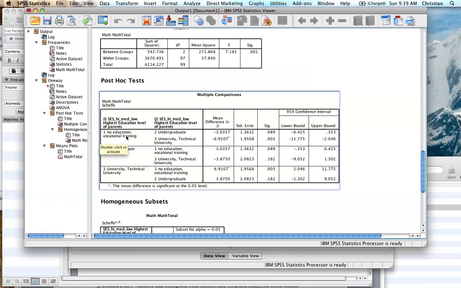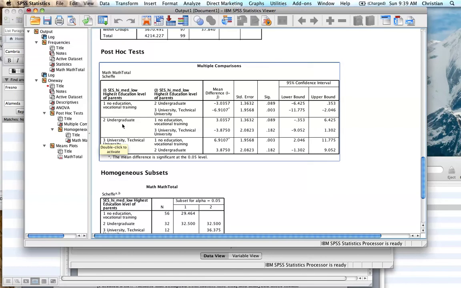The next line, we compare the low education group with the university group. There we see there's almost 7 points difference, 6.9. This difference here is statistically significant. The significance level is below 0.05. So we can say that statistically we are pretty sure that there is a difference in the population between the children with parents with lower education and children with parents with a higher education degree.